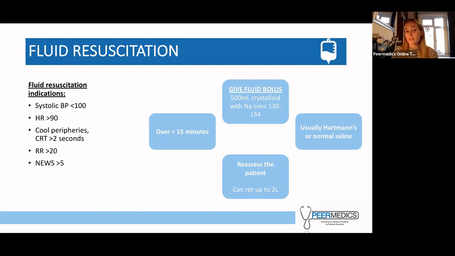After that, you'd want to reassess the patient, so you check all of his observations again. If they've all gone back to normal, then you're fine. You don't need to give any more. If not, then you can repeat this up to 2 litres. On the second one, so you've given one 500 ml, you give another, that's when you want to escalate to start getting some senior input. It's going to mean that he's quite unwell if he's not responding to a fluid challenge, so you want to be getting some help.